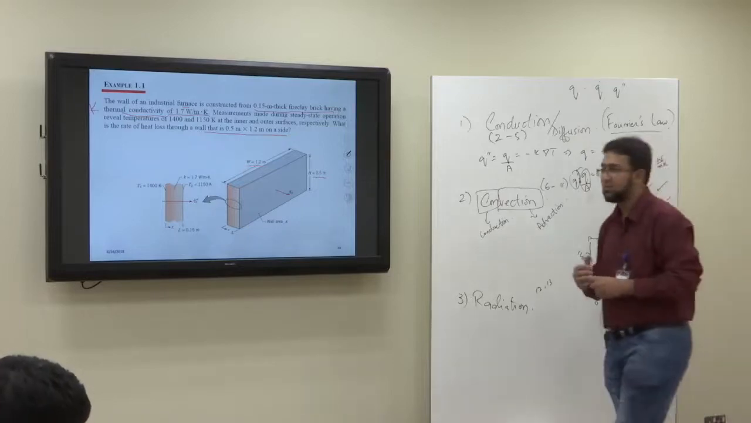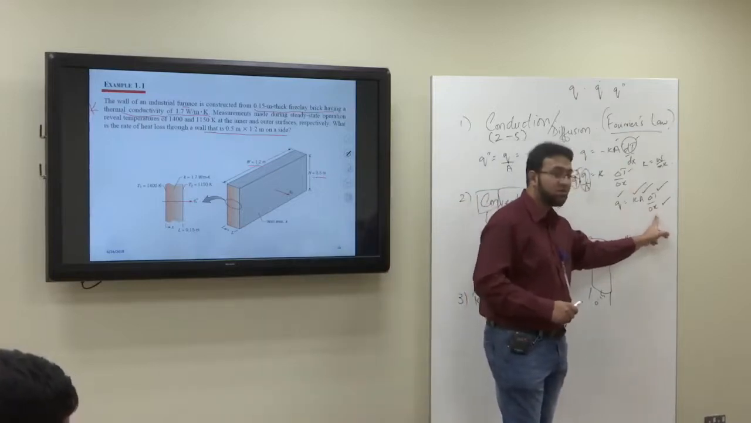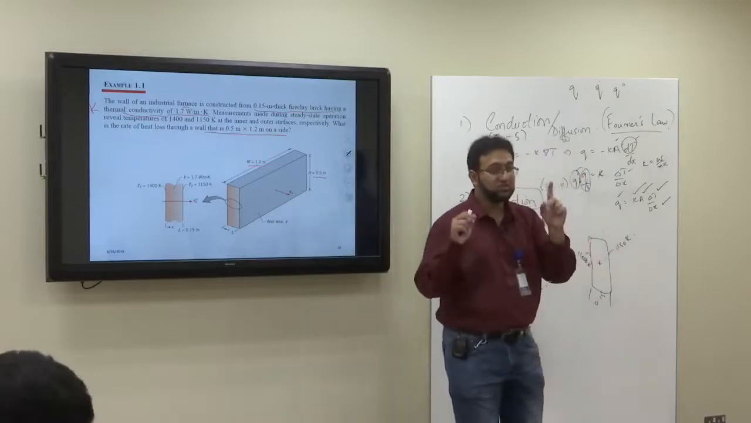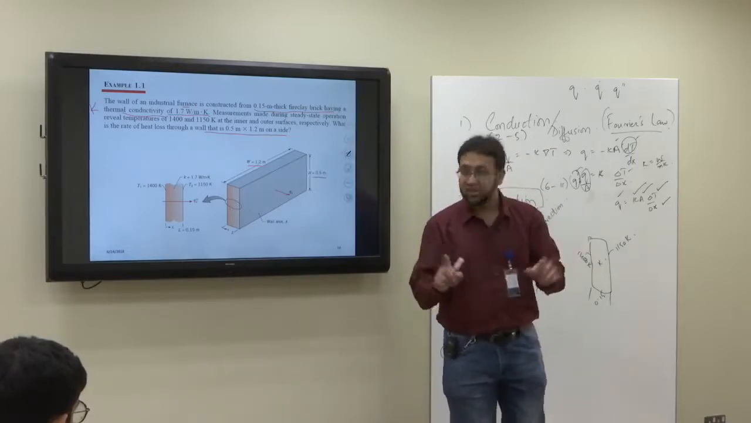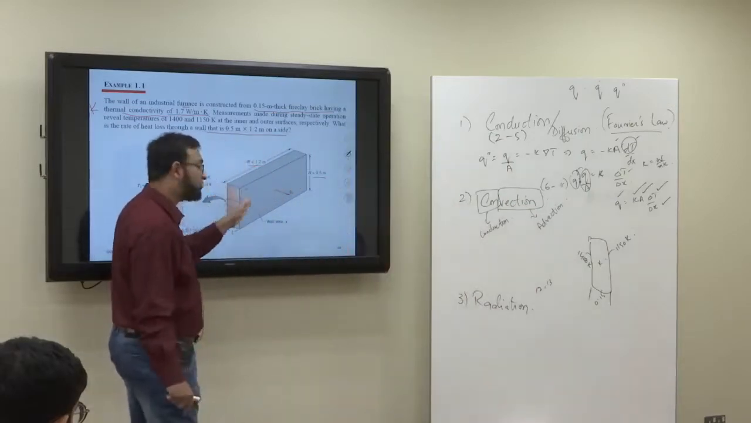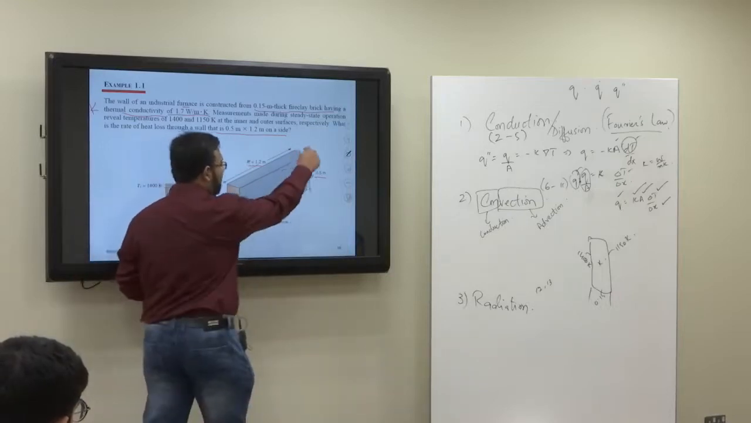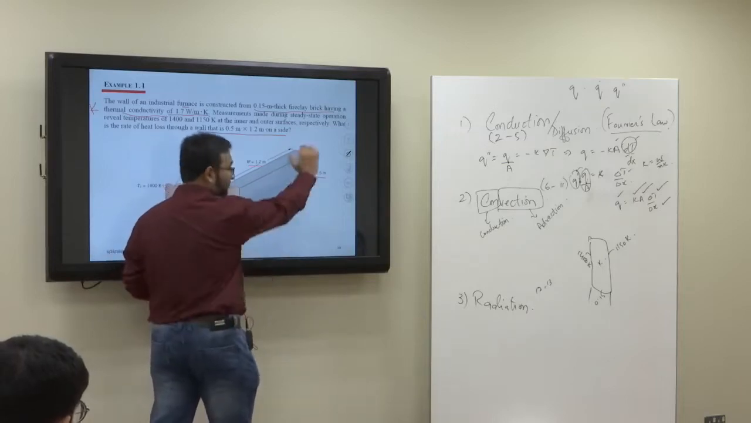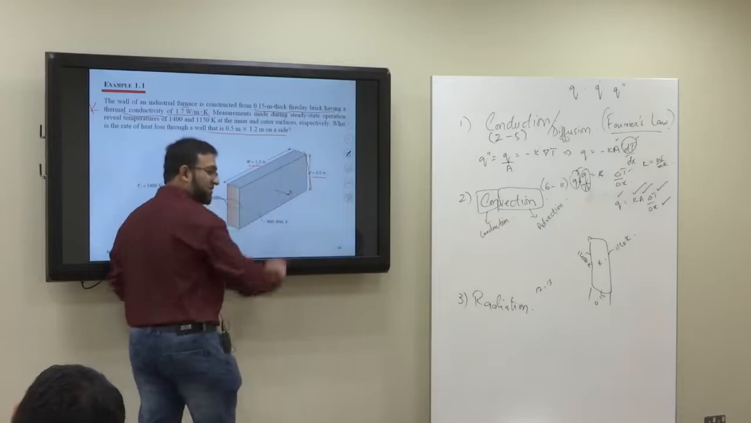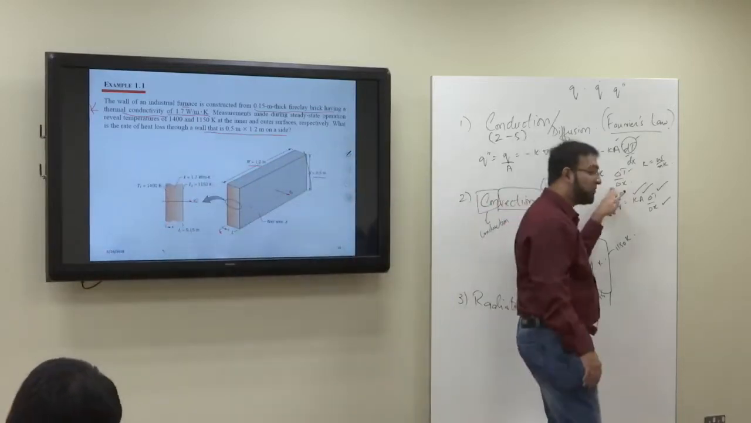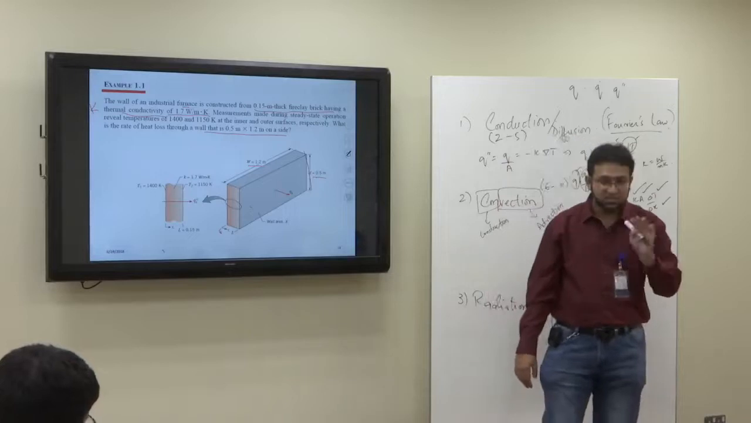Is it clear? Delta X is always the thickness or the length across which heat is transferred. Now focus on my words: it is the length across which heat is transferred. In this wall, heat is transferred from inside to outside, so delta X becomes the thickness here. If the heat was transferred from this surface to this surface, then it would be W. If it was transferred from the top to the bottom surface, it would be the other dimension. So delta X depends upon the direction in which heat is being transferred. Is it clear? In this case, it is the thickness.